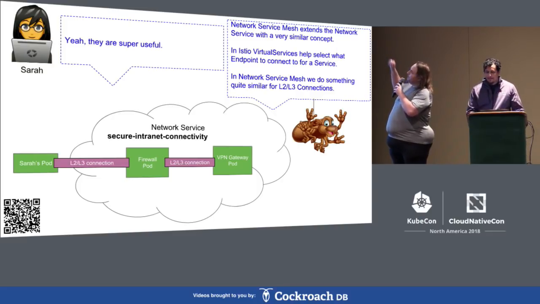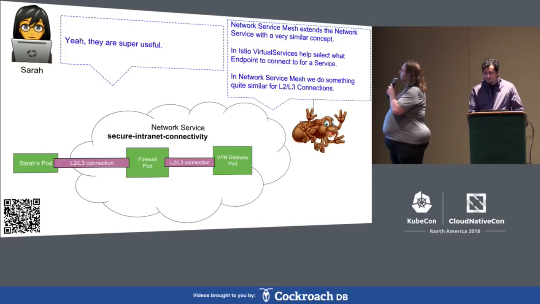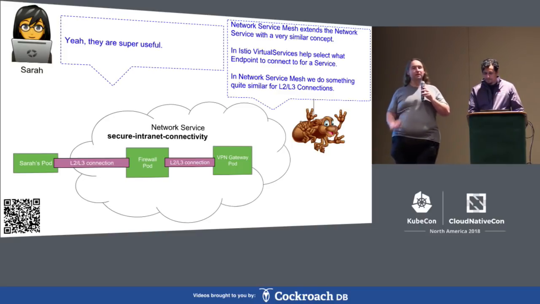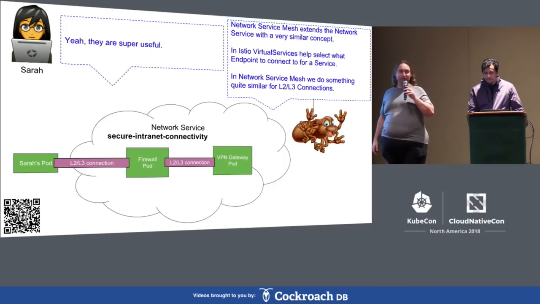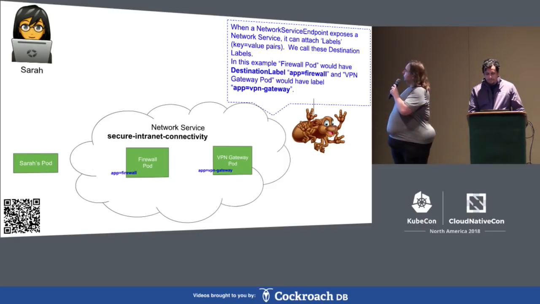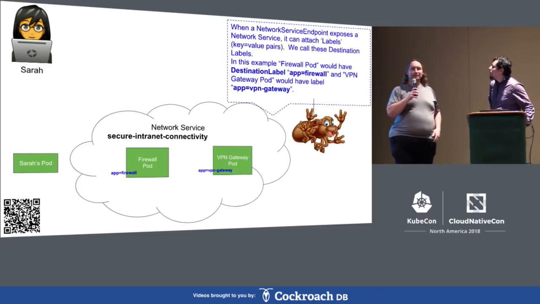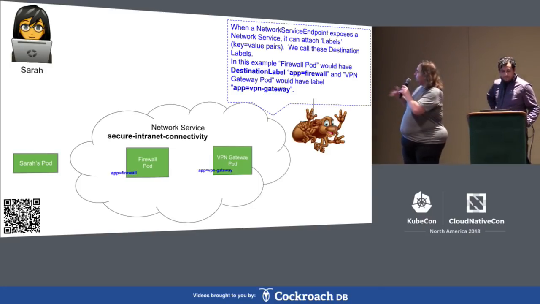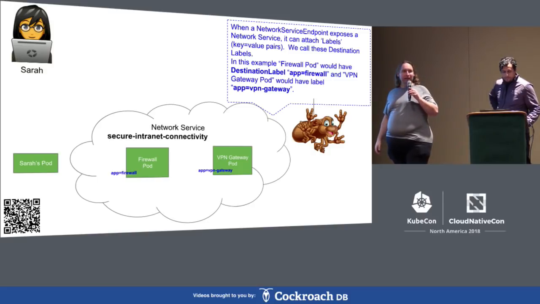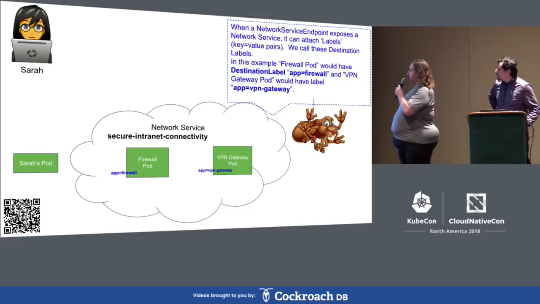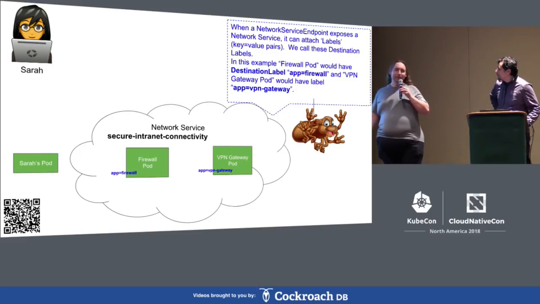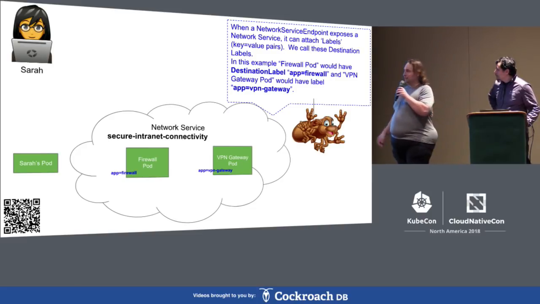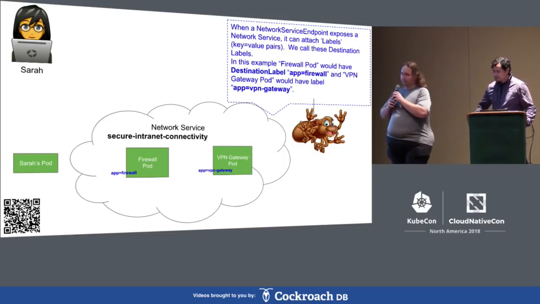Except instead of having virtual hosts, our network service object can take some policy information to allow us to compose network service endpoints collaboratively to provide these network services. When a network service endpoint advertises that it can provide a network service to NSM, it can put labels, key value pairs, on that advertisement. So we know the VPN gateway pod, when it says it provides secure internet connectivity, has a label app equals VPN gateway. And the firewall pod, when it says it provides secure internet connectivity, has a label app equals firewall.